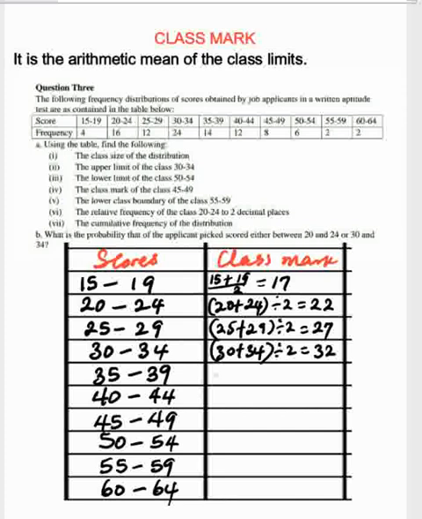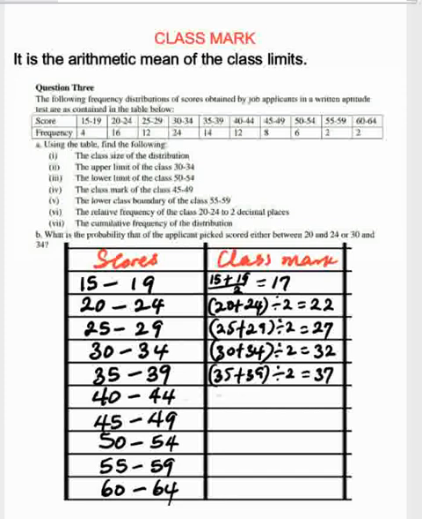For this, we're going to have 35 plus 39. This will give us 74, and when we divide it by 2, we are going to have 37.